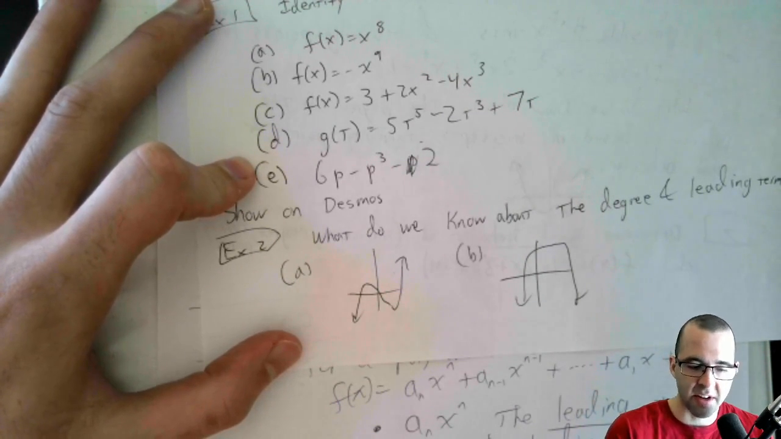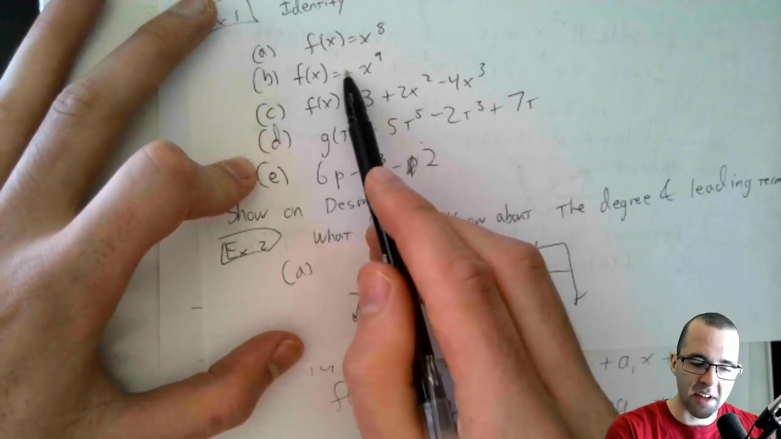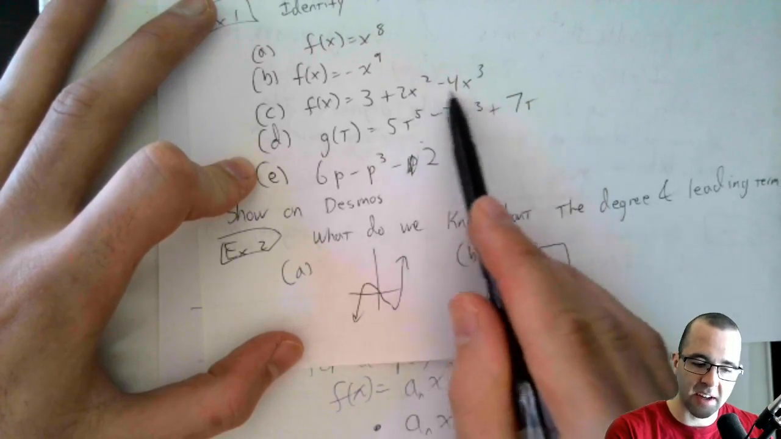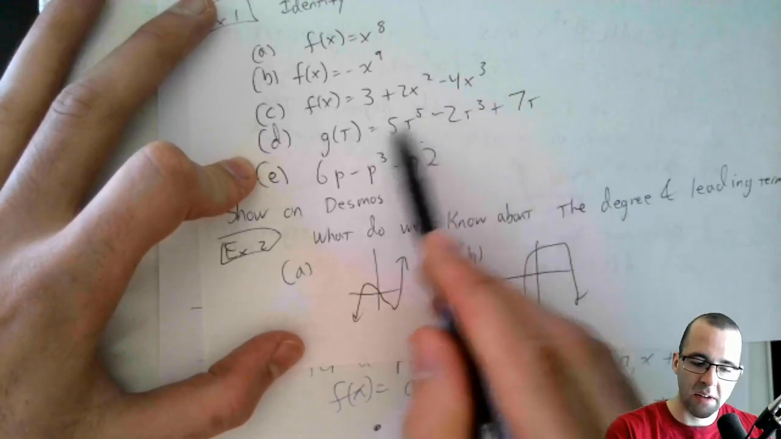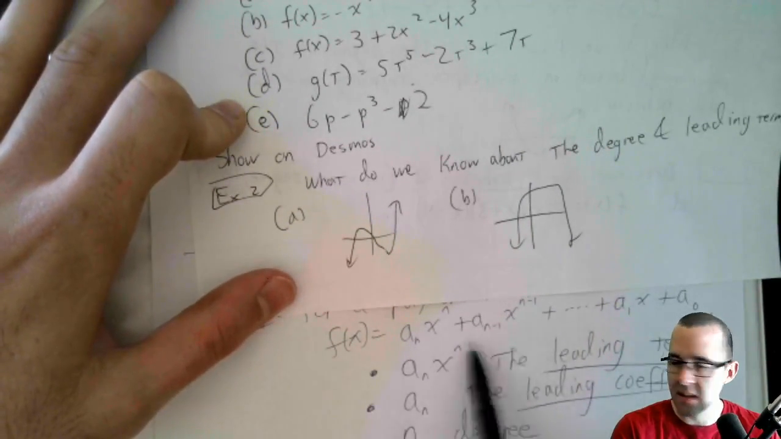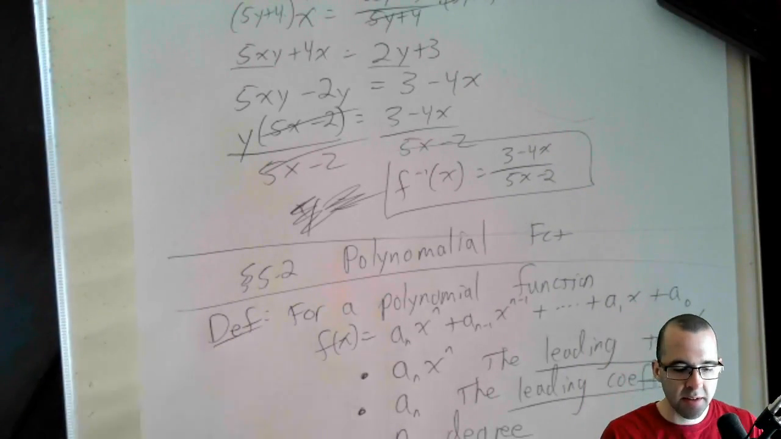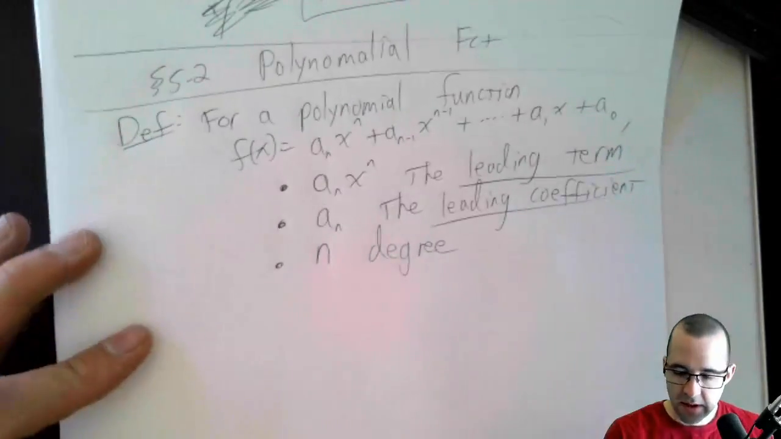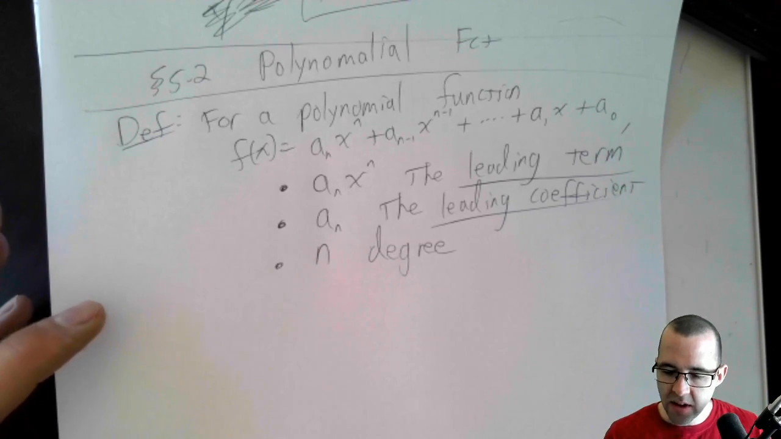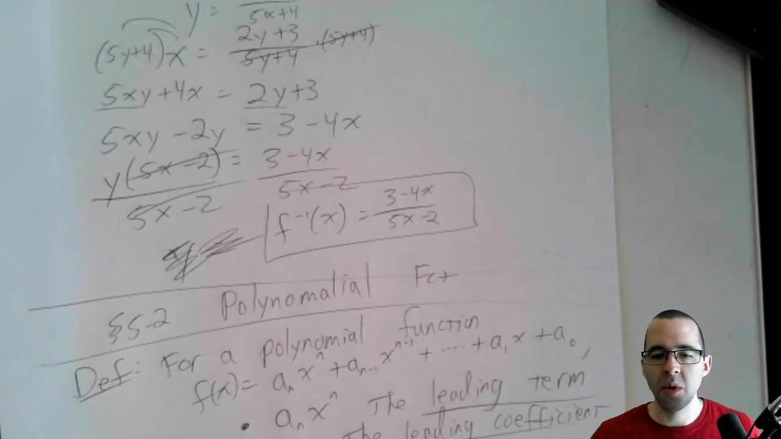And the leading coefficient is just the number next to the leading term. So like there's a hidden one right here. There's a negative one right here. Leading term's right here. So the leading coefficient is a negative 4. So just using the definition. And the generic form right here looks kind of confusing, but it's not as bad as it looks. All right? So let's talk about end behavior while we're talking right here as well.